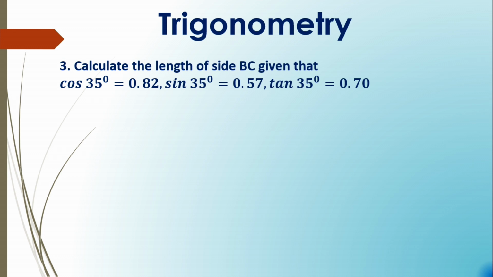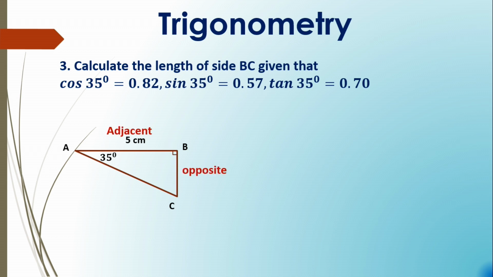A third example, where we are going to use trigonometric ratios to find an unknown side. In this triangle ABC, AB is 5 centimeters, the given angle is 35 degrees, and you are asked to find the length of BC. Remembering the acronym and labeling the given side and the side which you need to calculate, you will notice that for this question, you are going to use the trigonometric ratio tan.